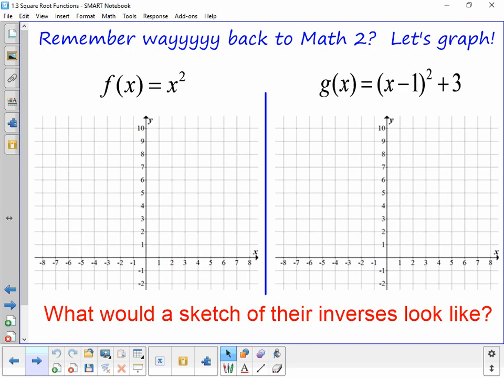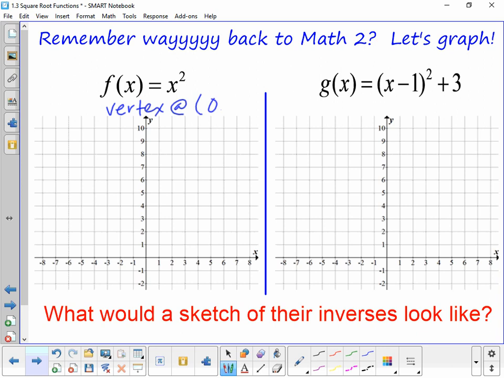First of all, I just want you to remember way back to Math 2 last year, you learned how to graph parabolas, these quadratic equations. So this first one I want to graph as a reminder from last year is f of x is equal to x squared. So if you remember back, that is a parabola. This is just a basic parabola. It has a vertex at the origin, the point (0, 0). So the origin is right here.